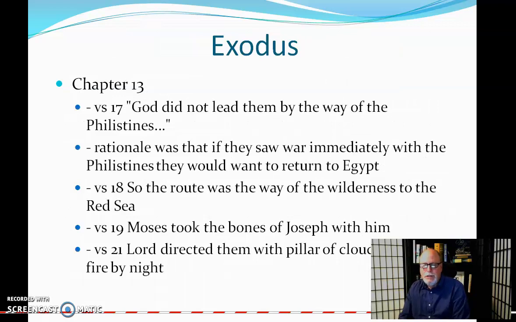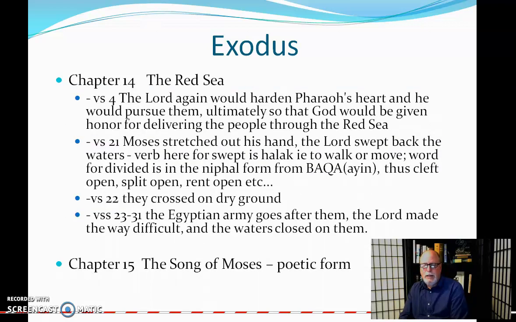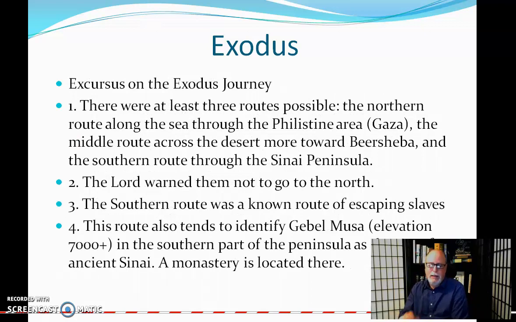Chapter 13, this is the Exodus account, leading them not by the way of the Philistines, but more likely through the Red Sea than through the southern route. Chapter 14 is the Red Sea experience, which is powerful. Chapter 15, the Song of Moses, recounting that.